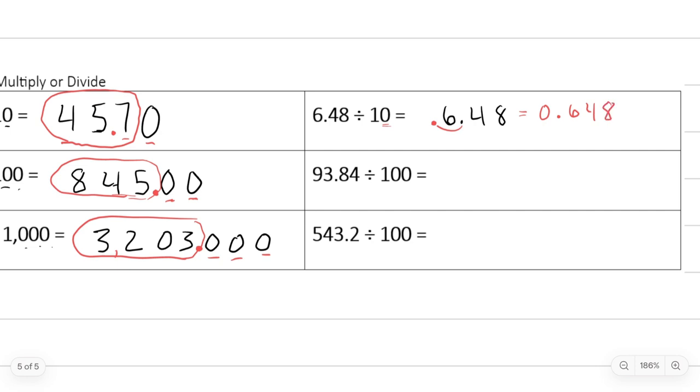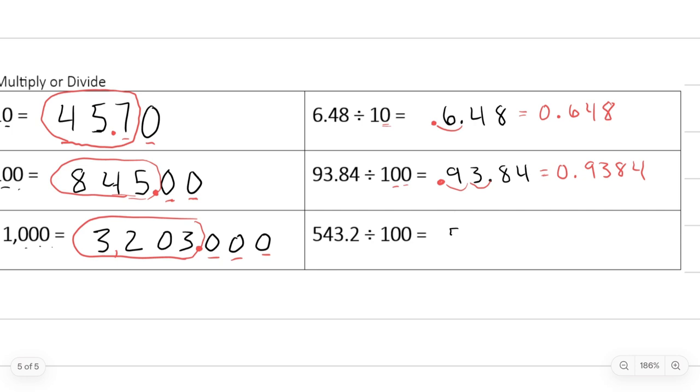All right, let's do another one. Copy. Count 2 zeros, 2. And now move your decimal to the left 2 times. 1, 2. Our answer is 0.9384.